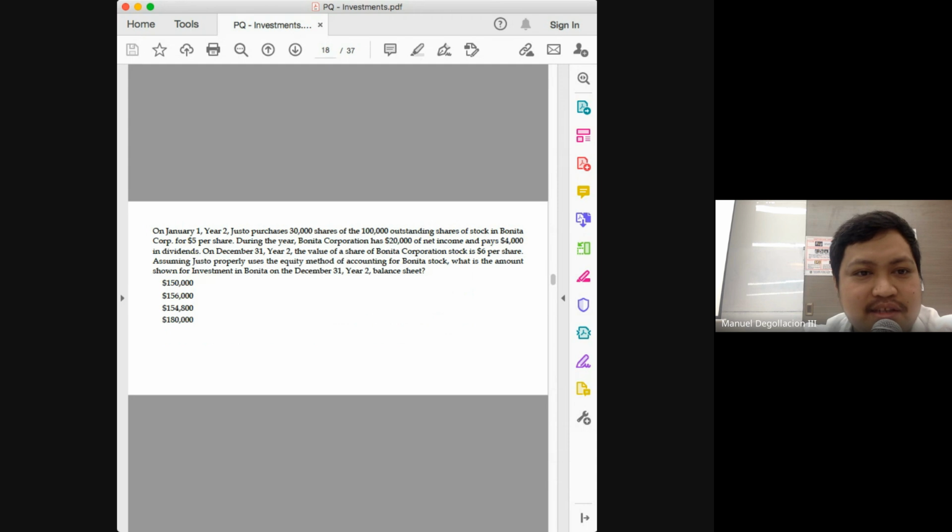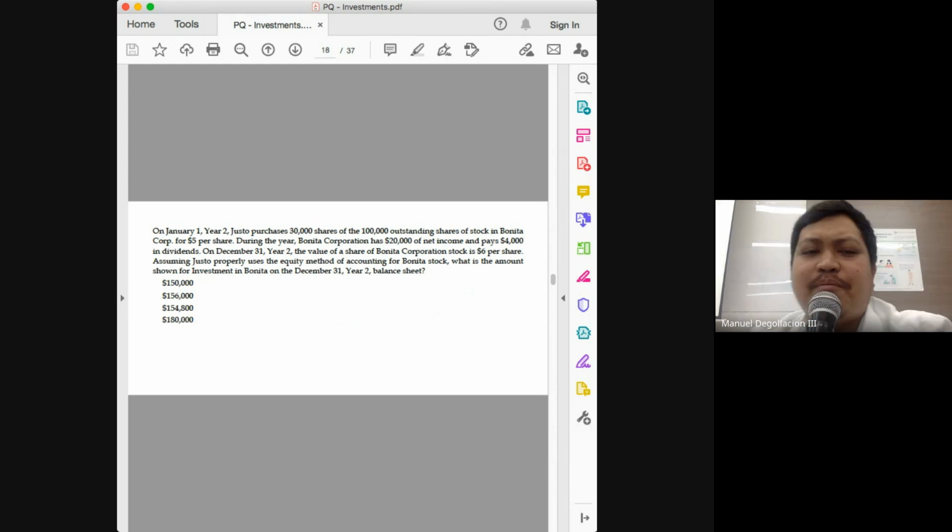Next problem, is this an investment in associate? Because the problem has no percentage. How do we know whether or not this is an investment in associate? Solve the percentage. How can we solve the percentage? How many did we purchase, class? 30,000. And then how many shares were outstanding from the investee? 100. So how much is our ownership interest? 30%. So will this be treated as an investment in associate? Yes.